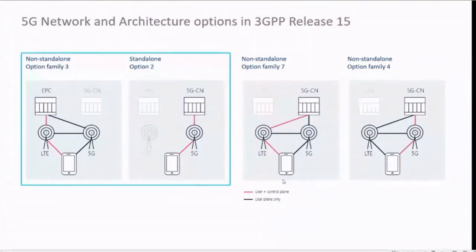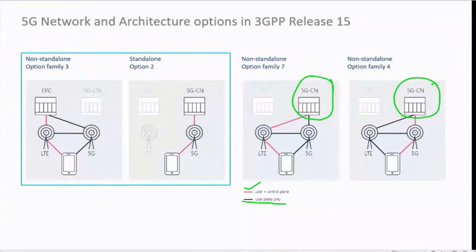These are not foreseen to be supported by the first phase or the second phase of 5G, and these are in the initial stages. So you can see here in option 7 and in option 4, I can use the 5G core network, right? Here I am using the 5G core network. This red one is the user plus control plane, and this gray one is the user plane only.